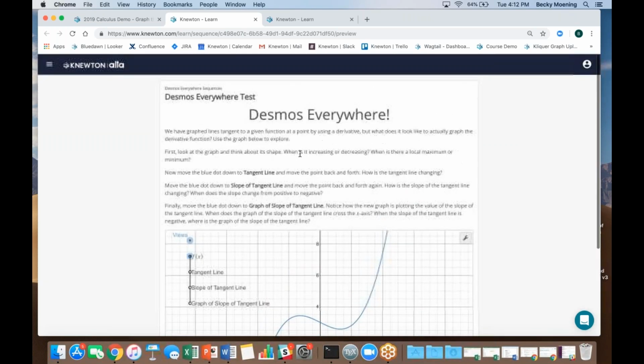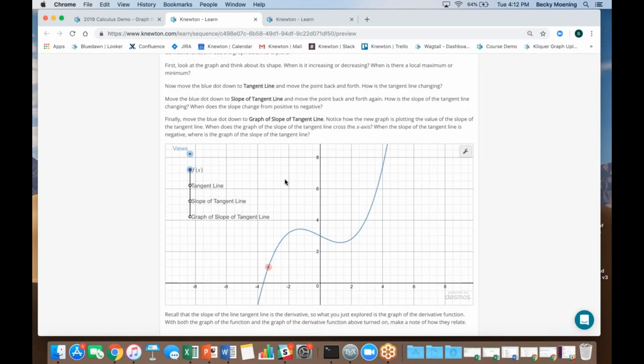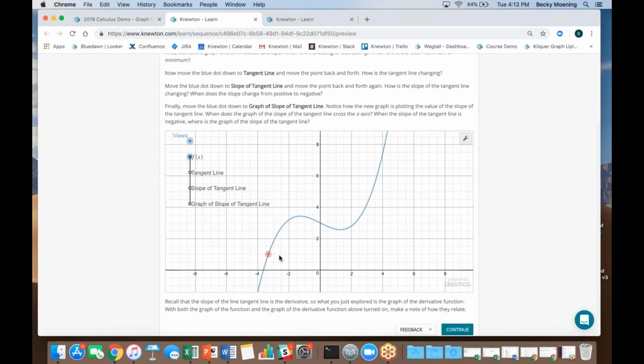So a student covering maybe tangent lines or the slope of a tangent line is going to see this graph in their instruction piece. And you can see you can kind of move this dot along, right? Which is no big deal right now. That's just the function f of x. If I move this dot to the tangent line, now as I move that dot, students can actually see the tangent line and how that line moves depending on the point where it is tangent, right?